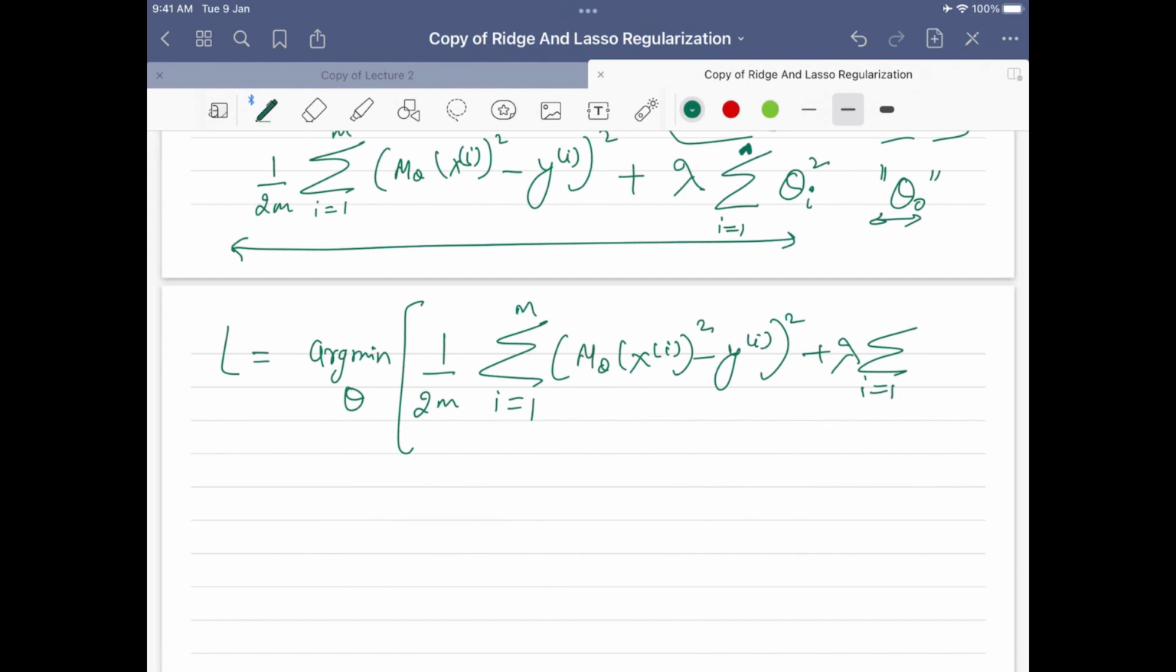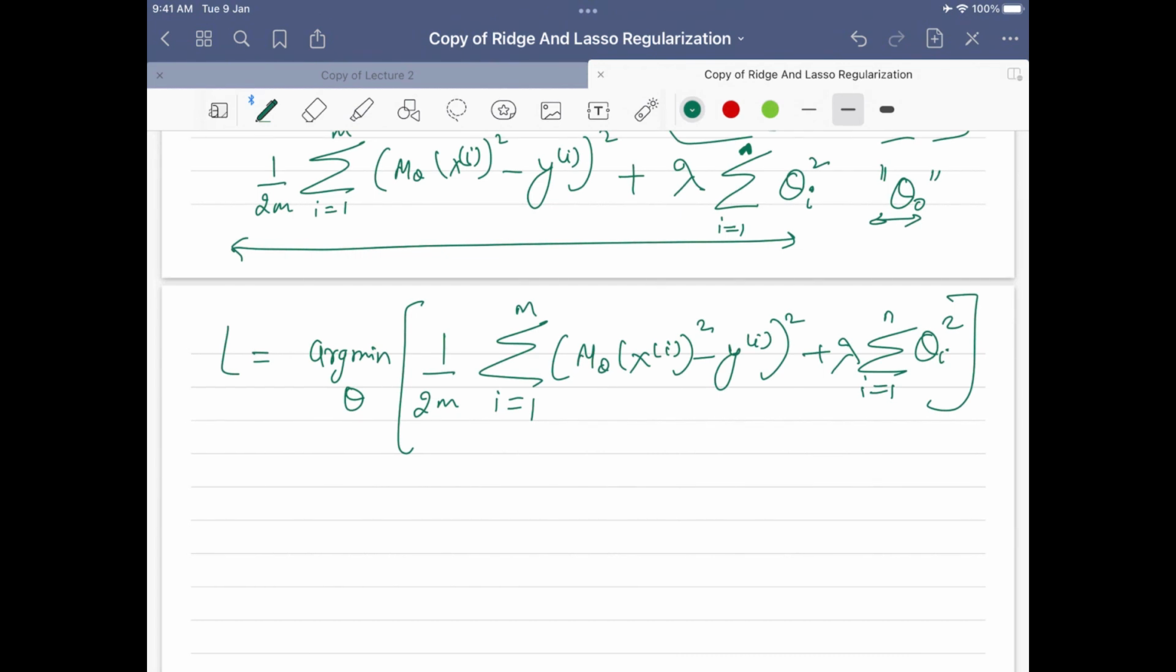Summation i running from 1 to n, theta i square. Now that we have this modified cost function, let us see what the optimal value of theta will be. As you know, the expression for the loss function has changed, so this will result in a change in the value of theta also.